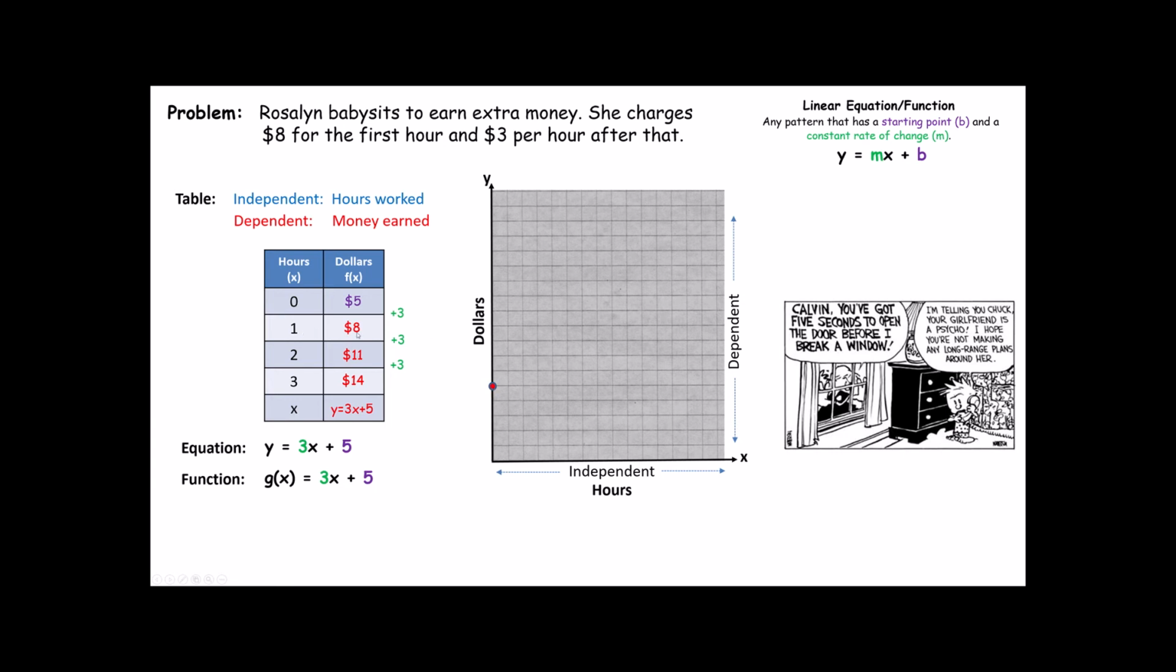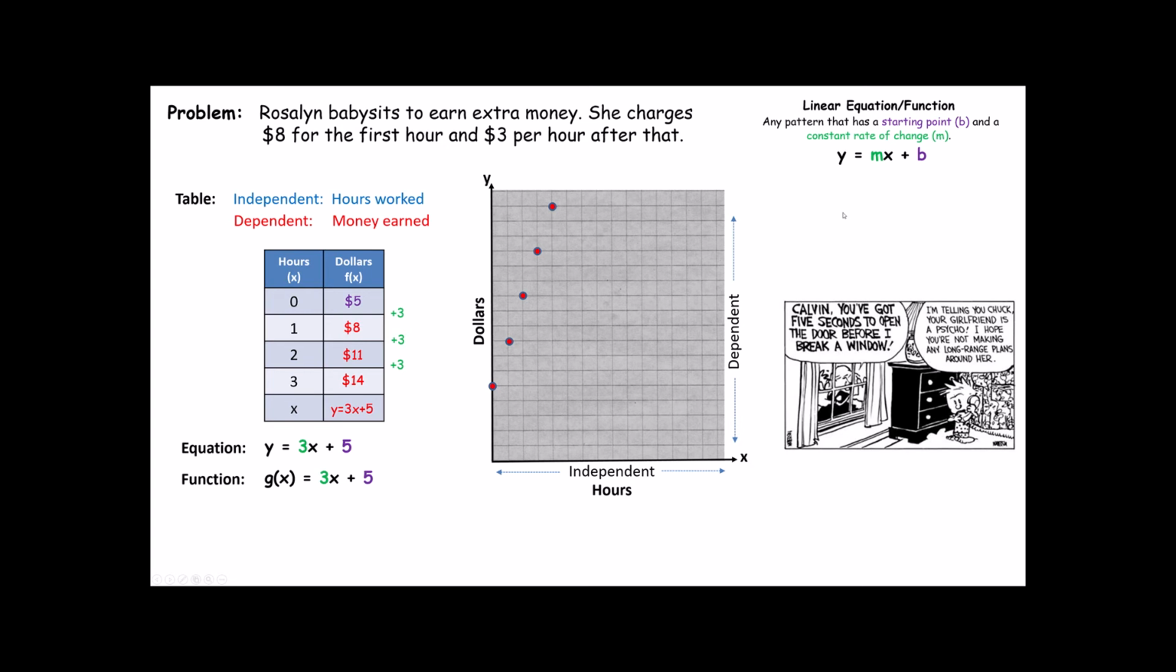The coordinate 1, 8 says if she works 1 hour, that's over 1, she gets $8. 2, 11 says if she works 2 hours, that's over, she gets $11, that's up. 3 would be 3 hours, $14, that's over and up. And we can continue that pattern on and on. Remember, just because I run out of room on my graph doesn't mean that she stops earning money. It just means that I don't have room to show every single possible value.